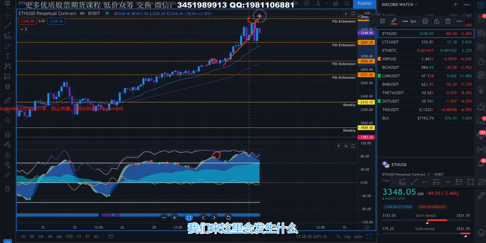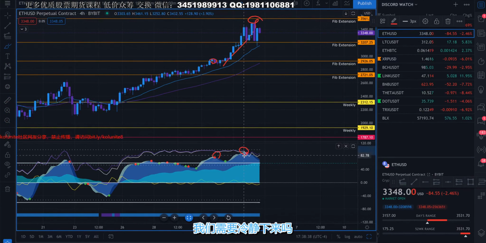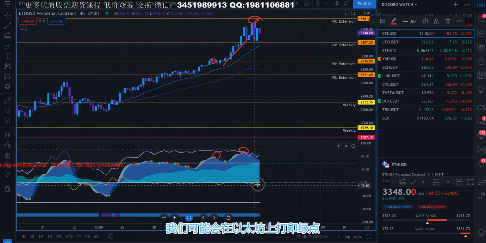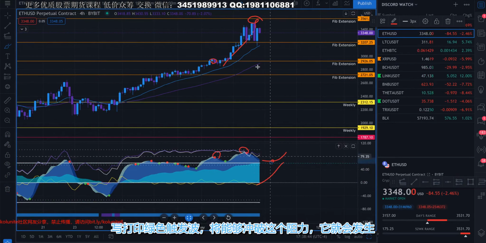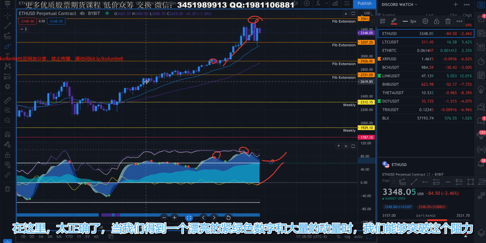What happens? We come up here. We're printing a red dot. We need to cool down. What's going to happen? We're going to print the green dot on Ethereum, potentially, right? Print the green trigger wave, and we'll be able to blast through this resistance. And it happens here too, right? Where we are able to blast through this resistance when we get a nice tight green trigger wave with lots of momentum upward.